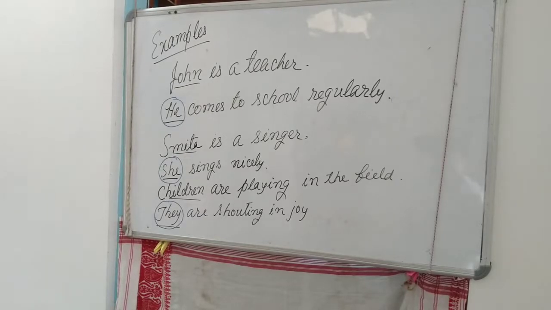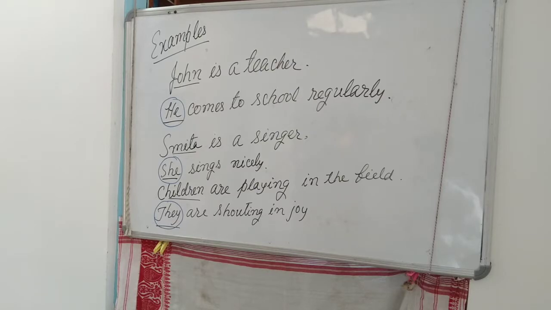Again, come to the second sentence. Smita is a singer. She sings nicely. Here Smita is a noun, and we say something about her. But when we again want to say something about Smita, we do not use the noun. We use the pronoun she in place of Smita. So she is a pronoun. Next, look at the third pair of sentences.